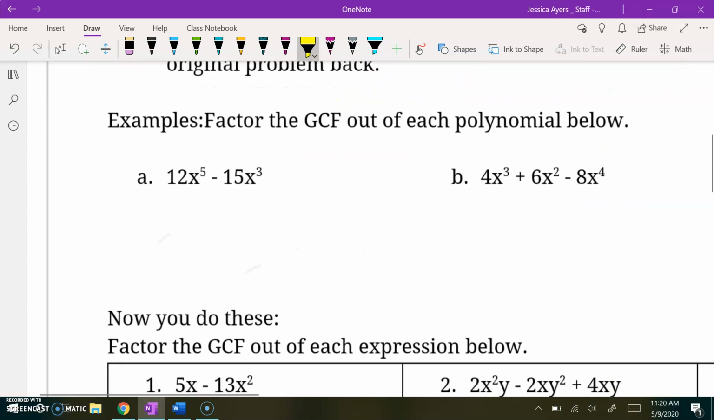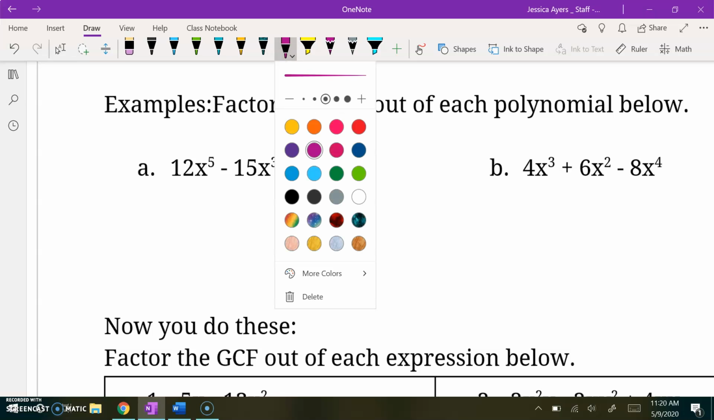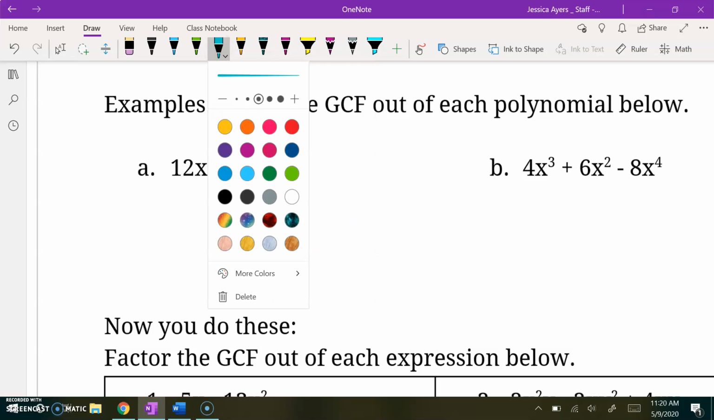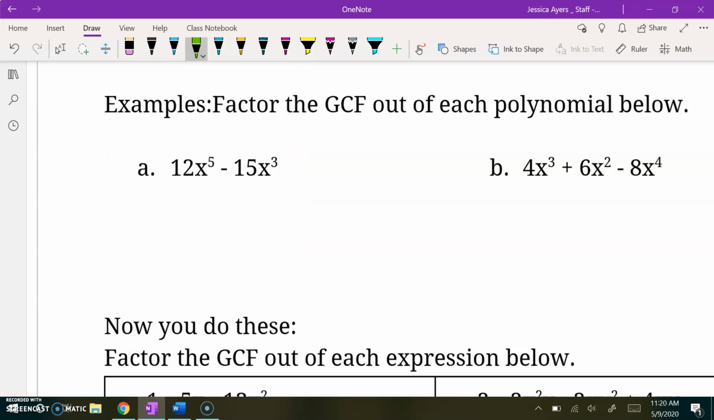So looking at example A here, factor the GCF out of each polynomial below. I'm going to make my markers a little thinner here. All right. So first thing we do is we find the GCF. So we want to look at our numbers first. We have 12 and 15. 12 is smaller, so we'll write our factors of 12. 1 times 12, 2 times 6, and 3 times 4.